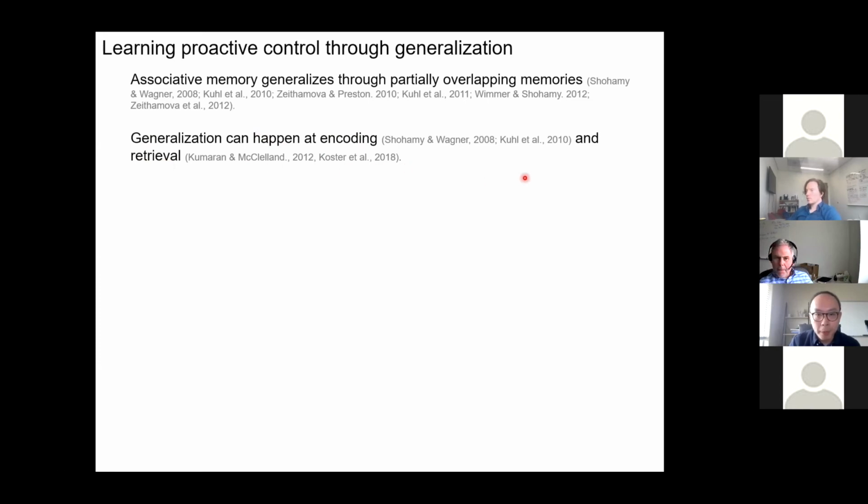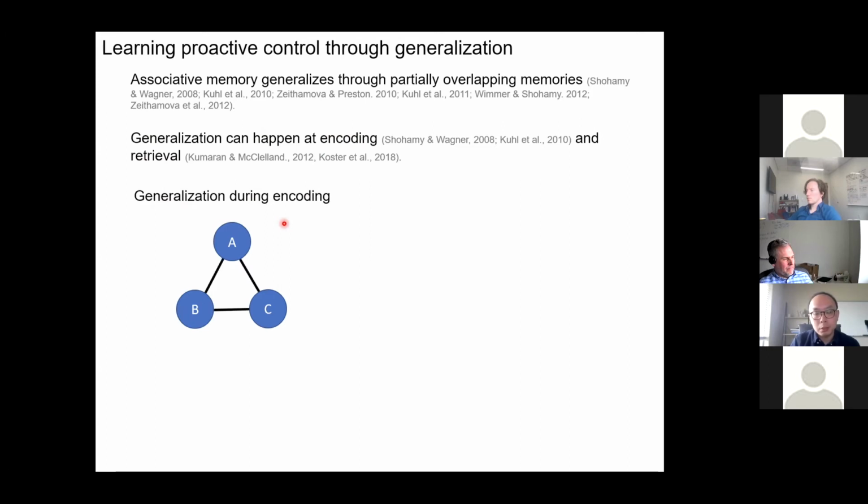And what do I mean by generalization during encoding and retrieval? The idea is that if the generalization occurs during encoding, then that's going to be when we are learning the ABs and ACs. In other words, while we are learning the AB and AC associations, A, B, and C will be integrated into a bigger integrated memory trace.